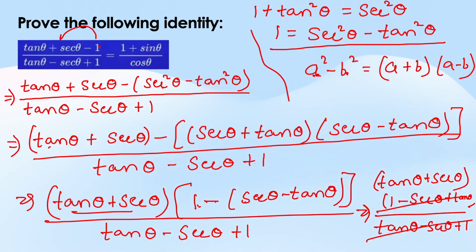Whenever you see these type of questions, tan, sec and 1, what you have to use? 1 plus tan square theta is equal to sec square theta, or in place of 1, you have to write sec square theta minus tan square theta. If the same question is between cot and cosec, then in place of 1, you have to write cosec square theta minus cot square theta, right? If this same question is in sine and cos, in place of 1, you have to write sine square theta plus cos square theta. Clear?